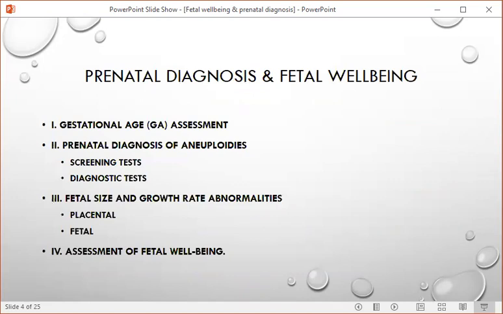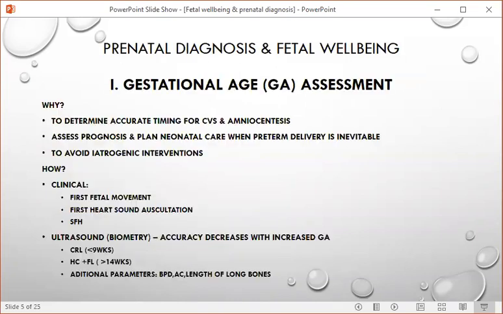So how to do a prenatal diagnosis and assess fetal well-being? It will be discussed in four stages. First is gestational age assessment, later prenatal diagnosis for aneuploidies, and what is the fetal size and growth rate abnormalities and their effect on the baby, and how to assess the fetal well-being during labor, antenatally and natally.